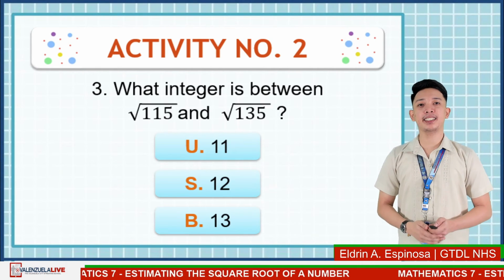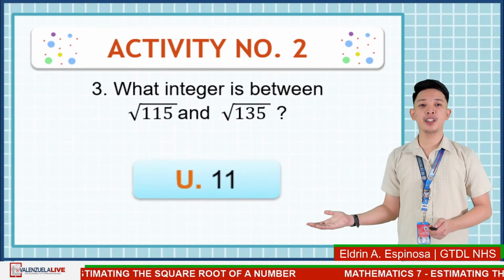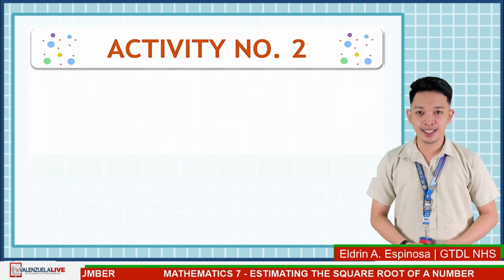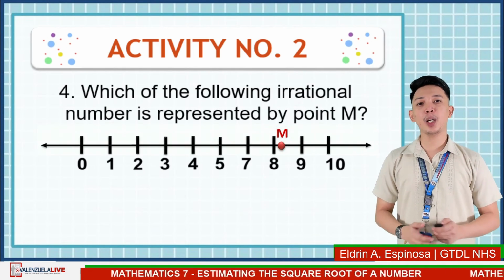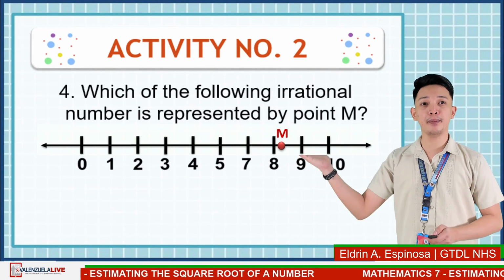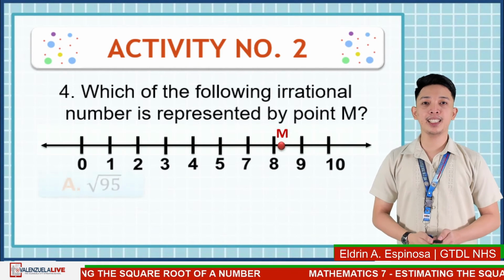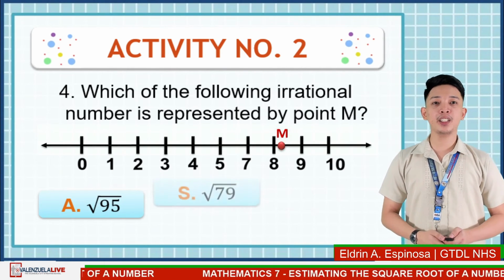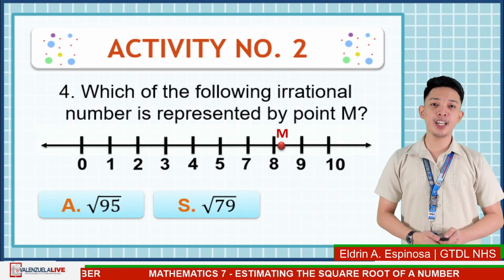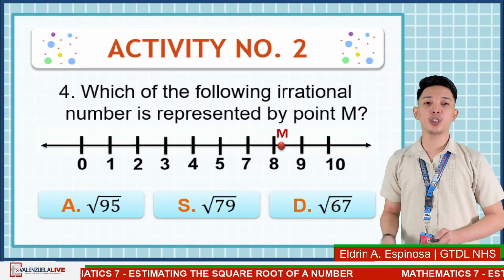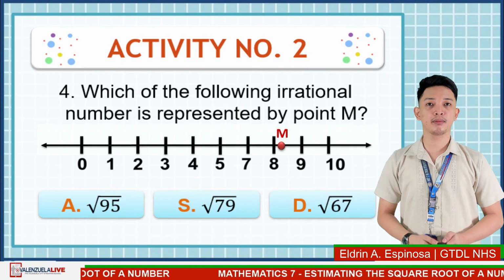Your answer is letter U, then you are correct. Number 4. Which of the following irrational number is represented by point M? Is it letter A, square root of 95? Is it letter S, square root of 79? Or is it letter D, square root of 67?